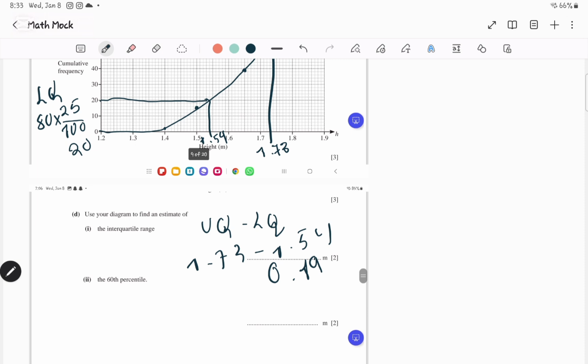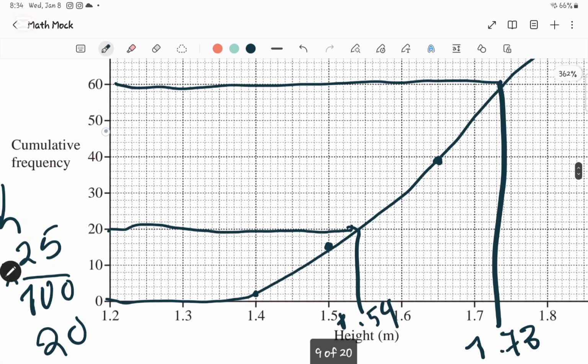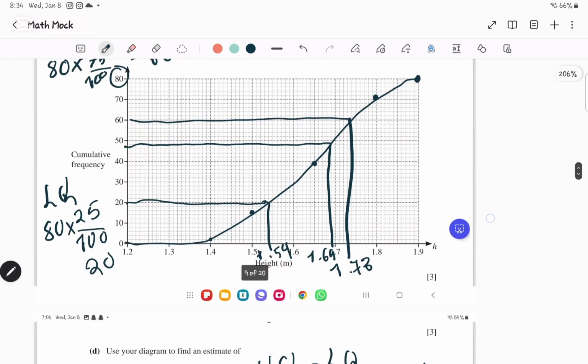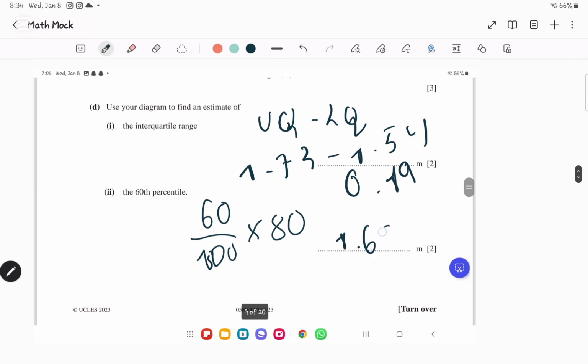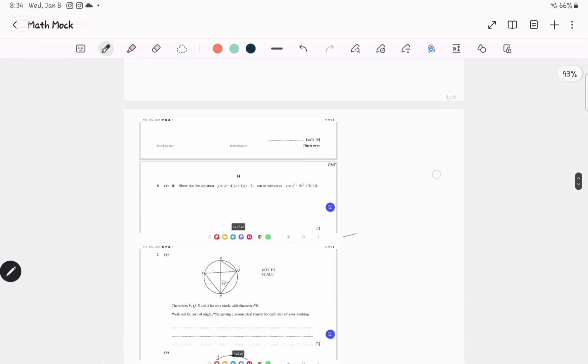Now we need to calculate the 60th percentile. So the 60th percentile is 60 over 100 multiplied by the total cumulative frequency, which is 80. So 60 divided by 100 times 80 is 48. So we're going to come here to 48. Approximately it is over here. Going to the graph, we will see it's 1.69. So the 60th percentile is 1.69.